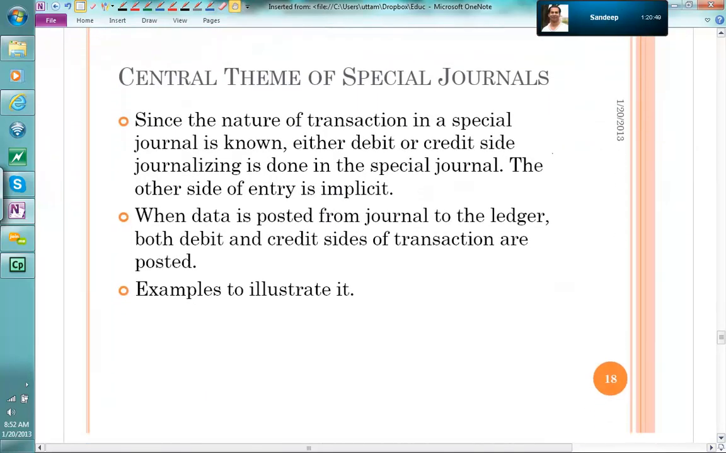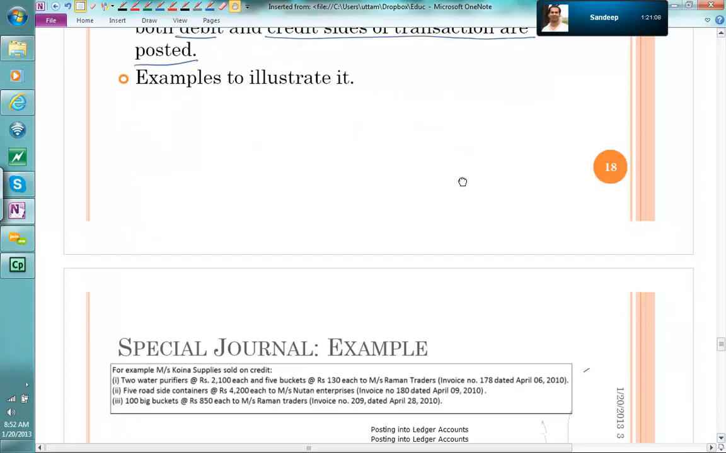So the central theme we already talked about: since the nature of the transaction in a special journal is known, either the debit or credit side of journalizing is done in the special book. The other side of the entry is implicit, it's not noted down. When data is posted from the journal to the ledger, both the debit and credit sides of the transactions are posted, and we already saw the example.